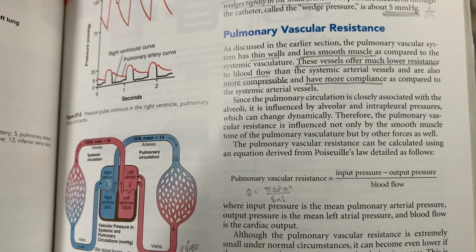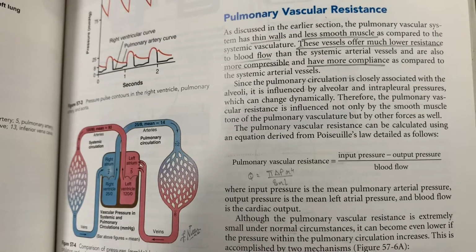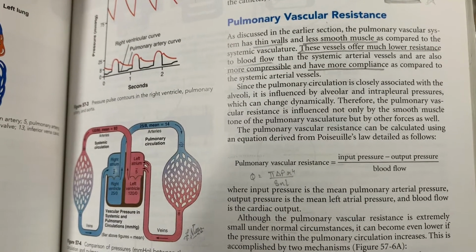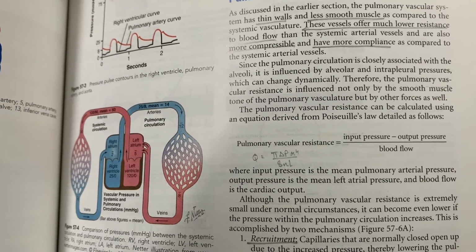So, since the pulmonary circulation is closely associated with the alveoli, it is influenced by alveolar and intrapleural pressures, which can change dynamically. Therefore, the pulmonary vascular resistance is influenced not only by the smooth muscle tone of the pulmonary vasculature but by other forces as well.